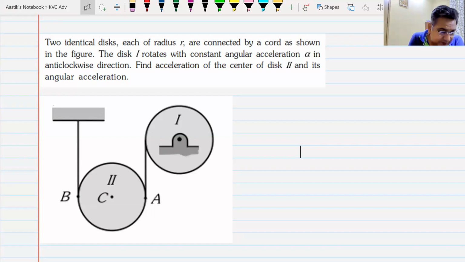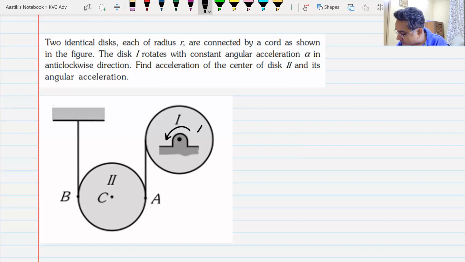Let's see who gets me the answer to this one. So I have to draw. Disk 1 rotates in the anti-clockwise sense, so this disk is rotating like this, with alpha.